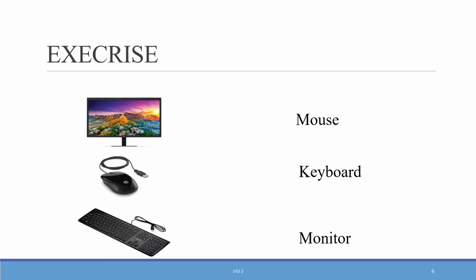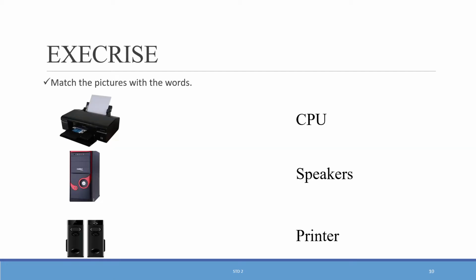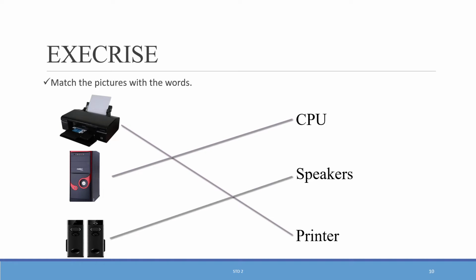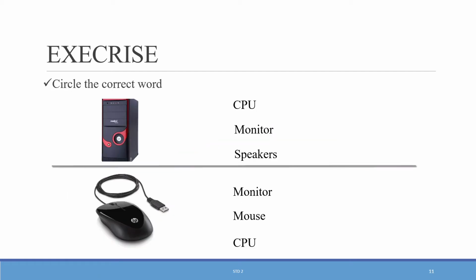Also we are doing the match the following: the monitor, the mouse, the keyboard, the printer, CPU and speaker. We did the matching in the previous lecture, right? So we are revising all these things in this lesson. Now circle the correct word.